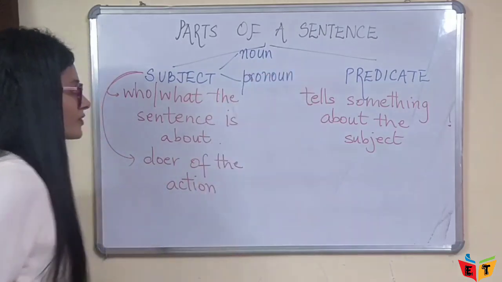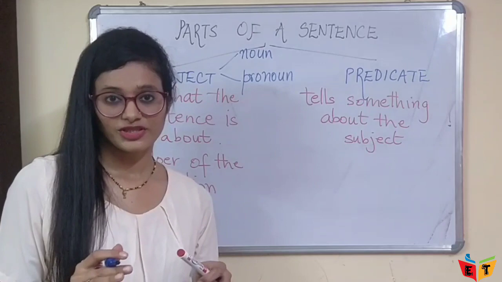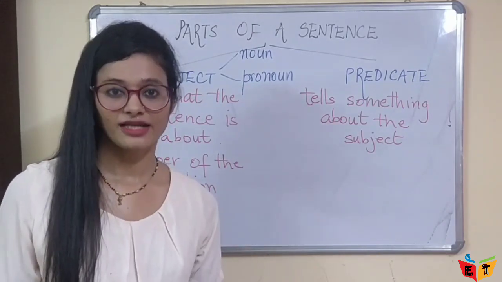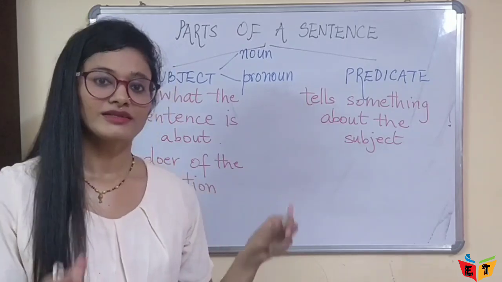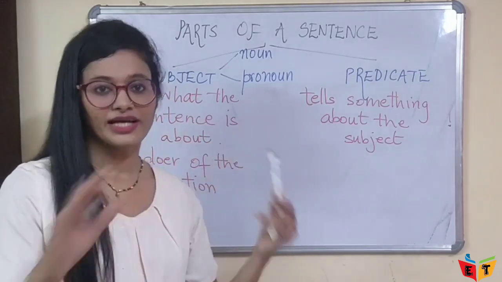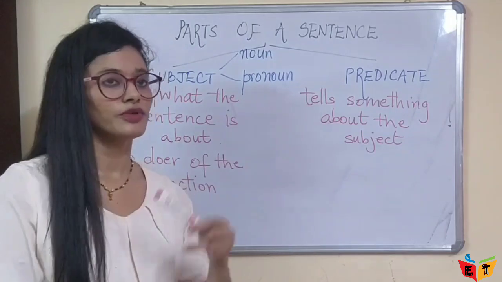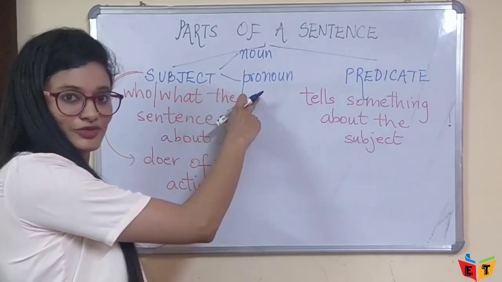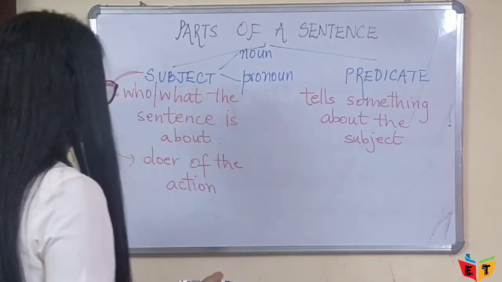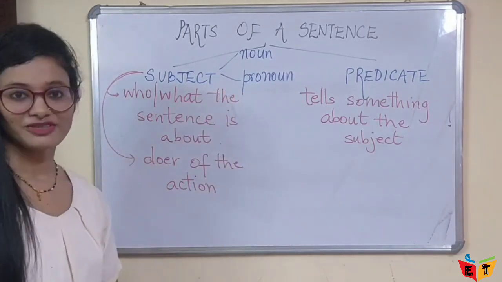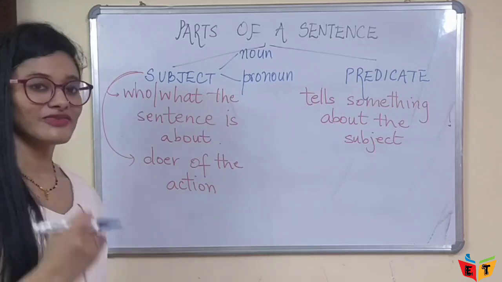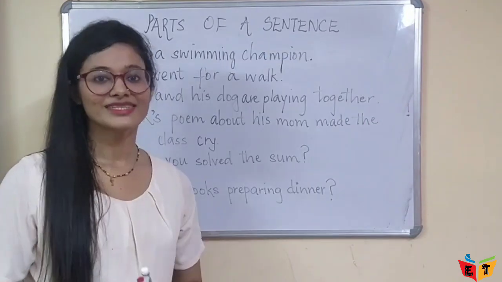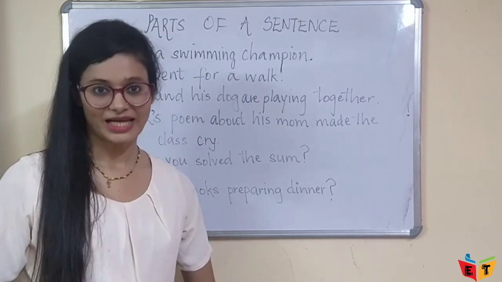Okay, now we need to understand that our subject can either be a noun or a pronoun. Okay, so when I say the subject can be a noun or a pronoun, that means it cannot be anything else other than this. It has to be either a noun or a pronoun. It cannot be an adjective, it cannot be an adverb, it cannot be a preposition. It has to be either a noun or a pronoun. Okay? So this is about the subject and predicate. Let's understand this better with the help of some examples.